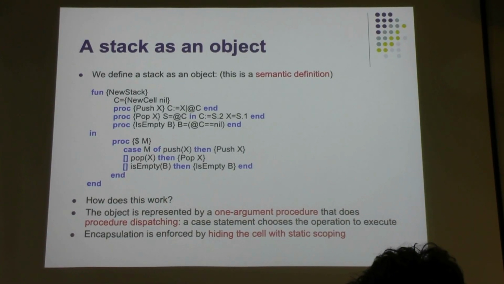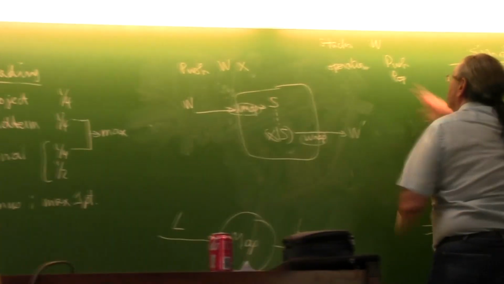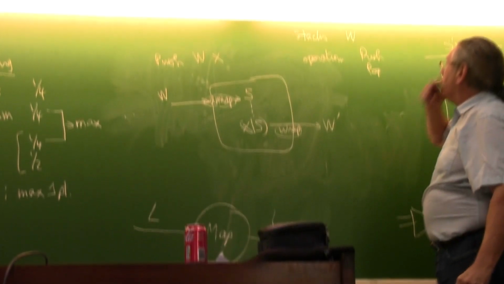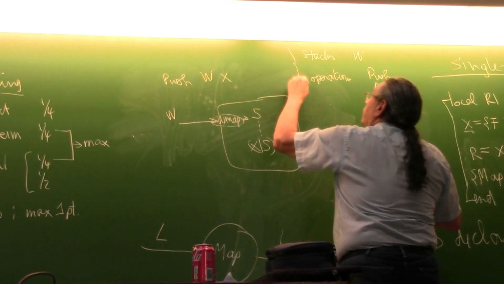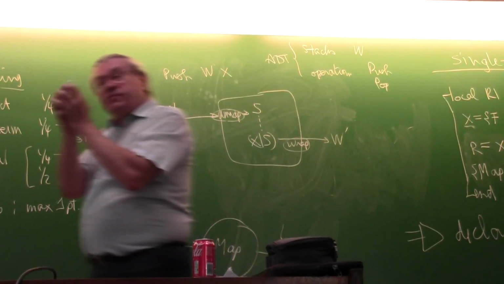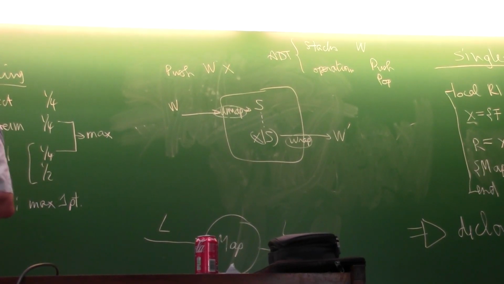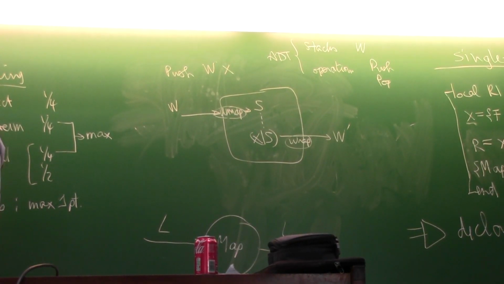Okay? So another way of doing the stack is as an object. The difference is that as an abstract data type, I have two things. I have stacks, which are the W's, and I have operations: push, pop, and so on. And these operations are functions that take stack as argument. So you have two things, stacks and operations, whereas in an object, everything is together. You have a single entity which combines both the operations and the data.